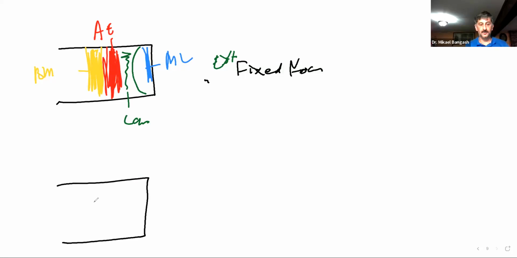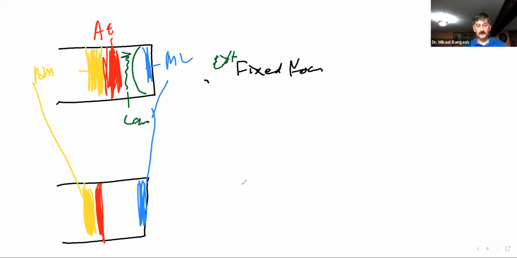Where we still have our backing material, we still have our matching layer, and of course we will also have our active element or PZT.